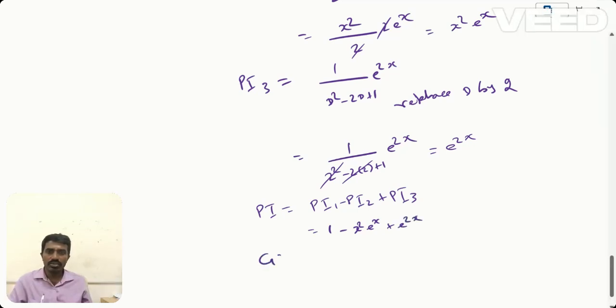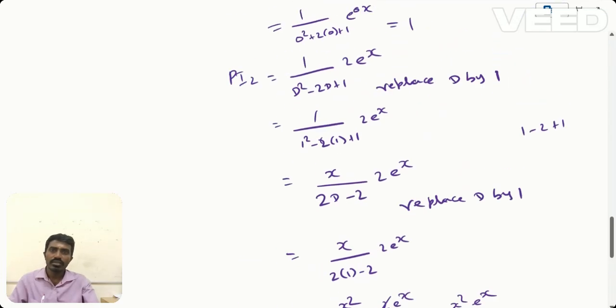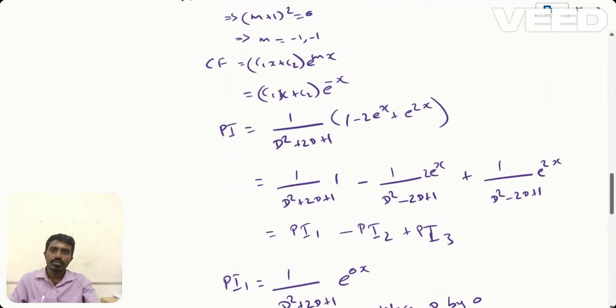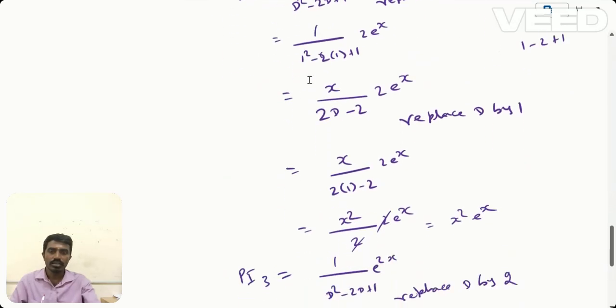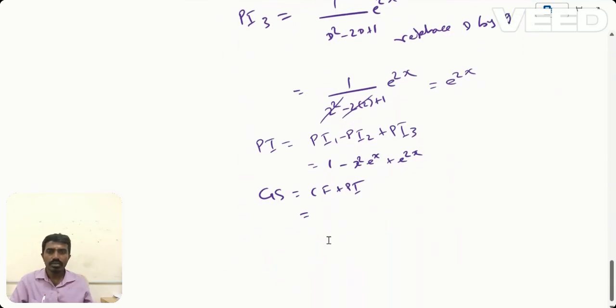So the general solution is what? CF plus PI. So what is your CF? CF is (c1x plus c2) into e power minus x. This is your CF. So y equal to CF plus PI, that is (c1x plus c2) into e power minus x, plus 1 minus x square e power x plus e power 2x.